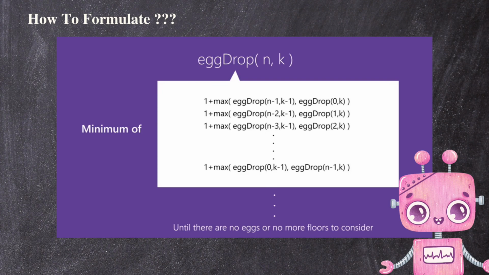Then we will consider each floor and write the subproblem functions corresponding to it. For the top row, it will be 1 plus the maximum of eggDrop(n-1, k-1) and eggDrop(0, k). So here, eggDrop(n-1, k-1) represents case 1. That is, when the egg breaks, we look at the bottom floors only. eggDrop(0, k) similarly represents case 2. That is, when the egg doesn't break, we look at the top floors, and there are no floors at the top. This will return 0. Similarly, for each floor, we will do the same thing.